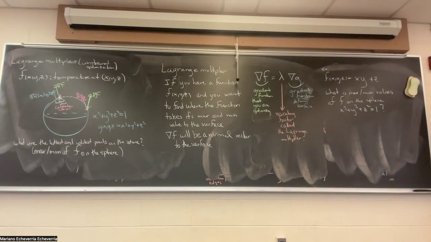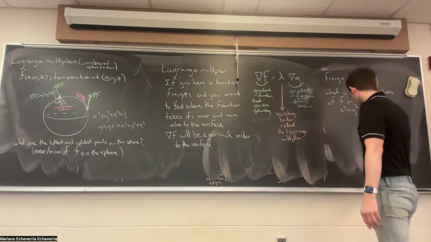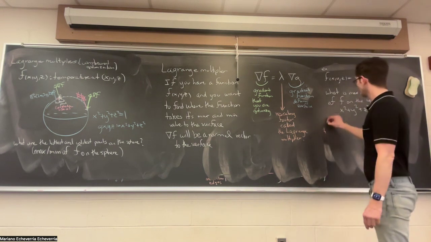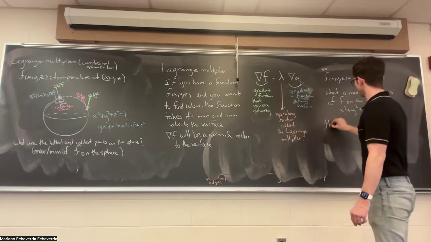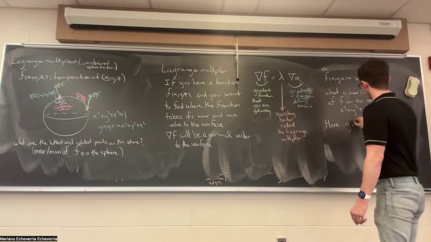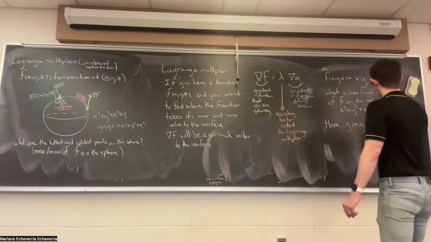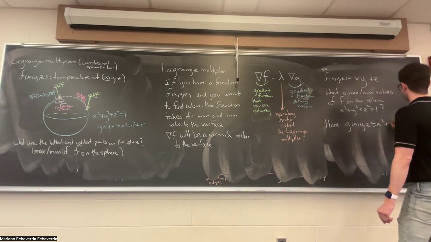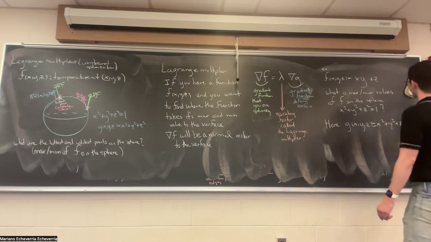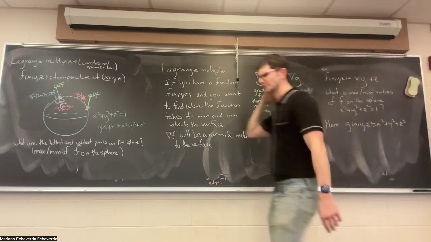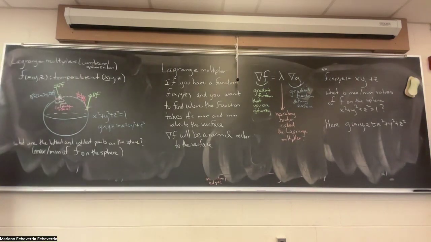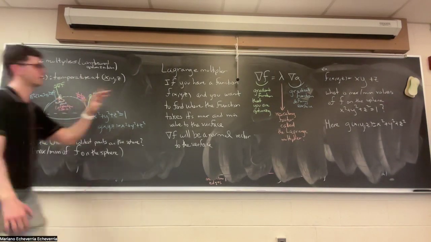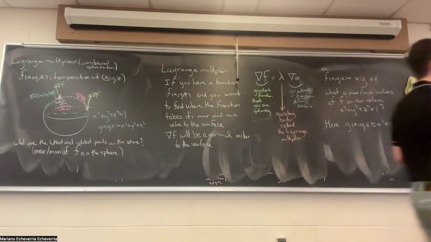So here G is, again, reserved for the function that defines the surface. The surface here is the sphere, so G is x squared plus y squared plus z squared. The 1 doesn't need to be included, because you want to think of the sphere as a level surface for this particular function.